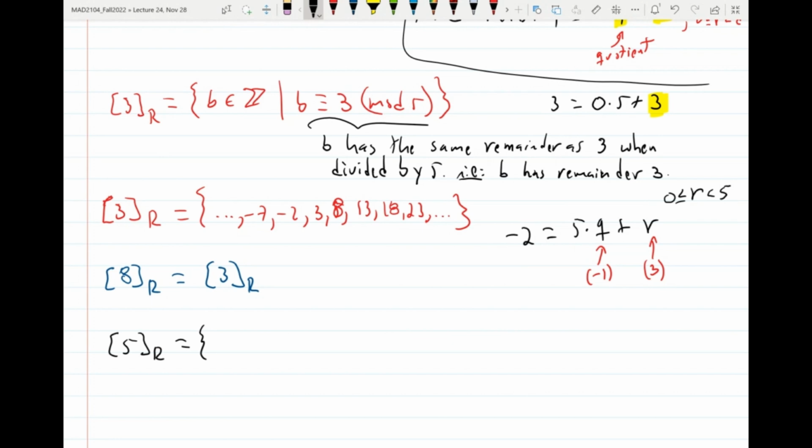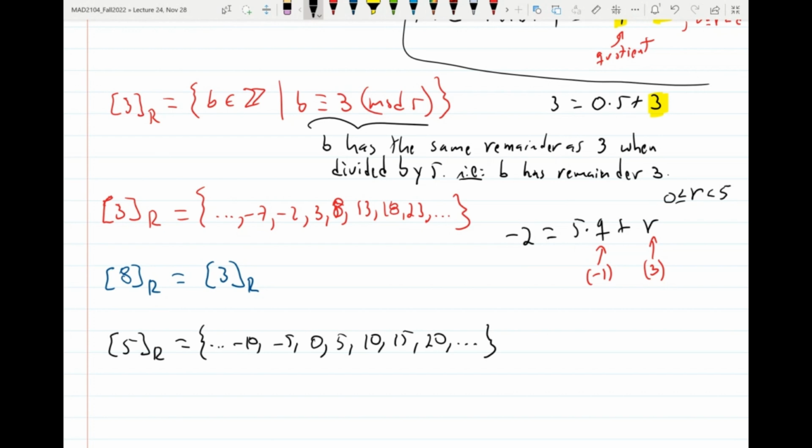What's the remainder of 5 when divided by 5? 0. So this is a fancy way of saying multiples of 5, right? So 0, 5, 10, 15, 20, and so on. And then -5, -10, and so on. Do you understand this? And notice that this is completely different from here. No elements in this set belong to the one above. So these are disjoint. Okay?